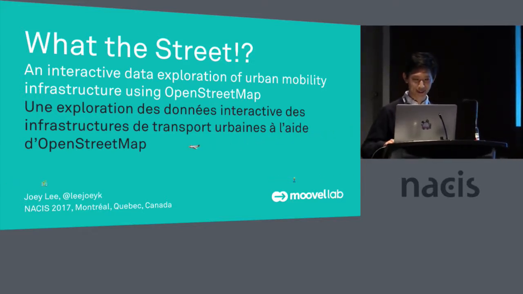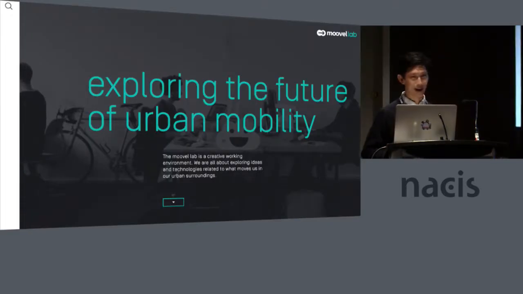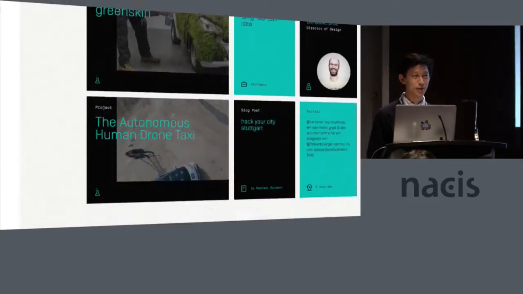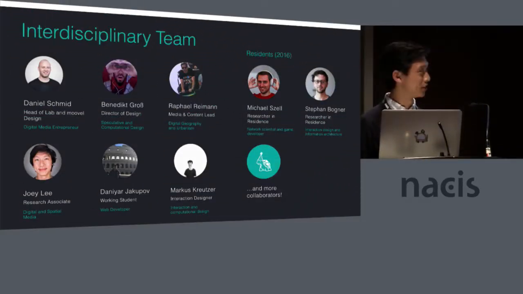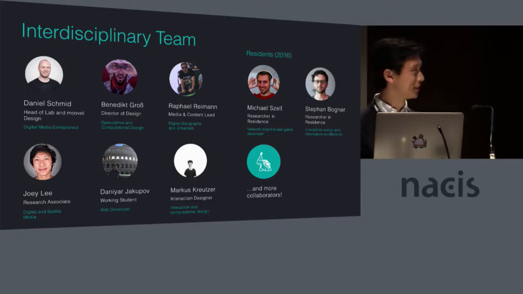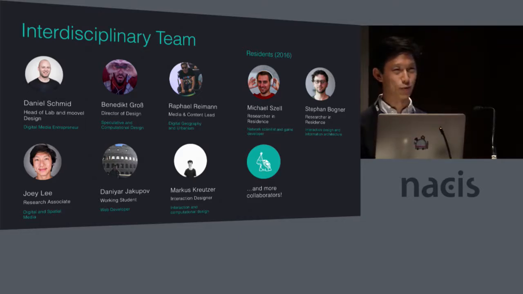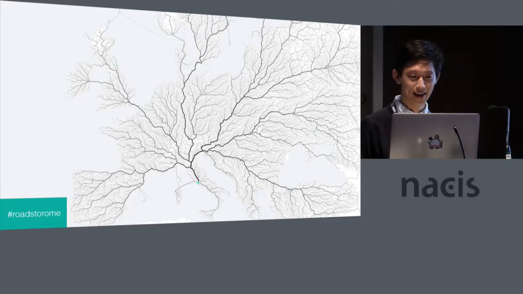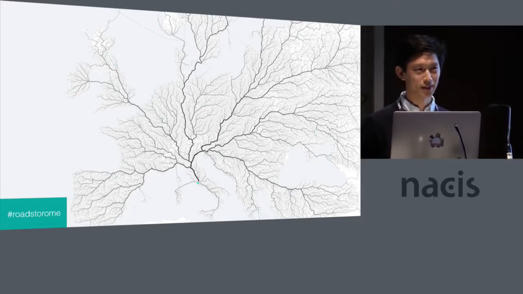So let's do this. I'm Joey, and as Donna said, I'm a geographer at heart and technologist by day. And I work at the moovel Lab, which is a small creative group in Germany. We explore new technologies, questions around mobility. And we're really just like a ragtag team of people, urbanists, designers, researchers looking at what the future of mobility could look like. And a lot of times our projects start with a silly question.